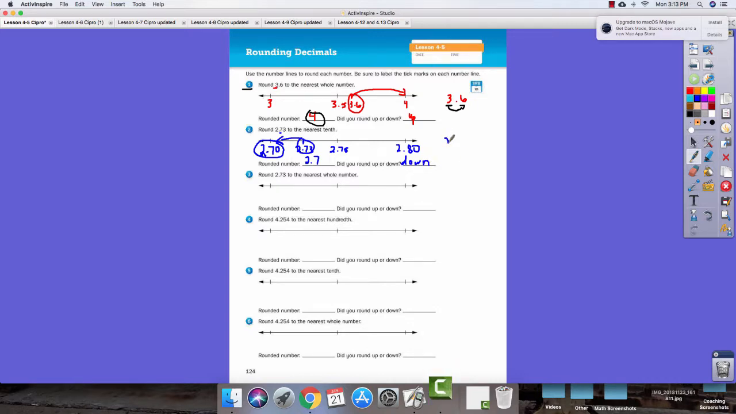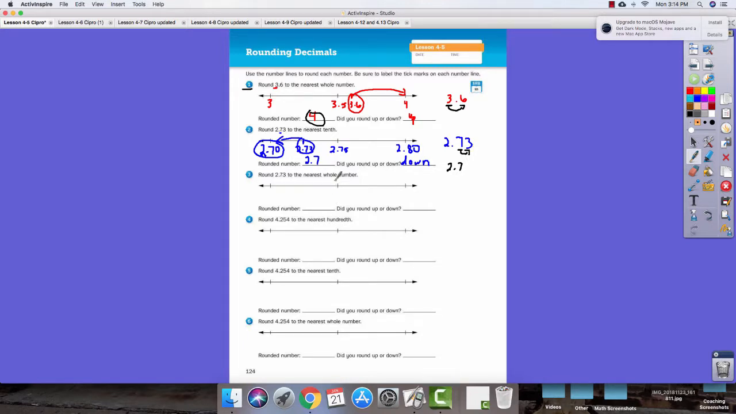Let's look at the other method, using the rounding shortcut. 2 and 73 hundredths to the nearest tenth. Again, I have 7/10, and I'm just going to peek to the right. That number is less than 5, so I'm just going to keep the tenths that I have. I'm going to round it down to 2 and 7/10. If it was 5 or larger, then I would have rounded up to 2 and 8/10.